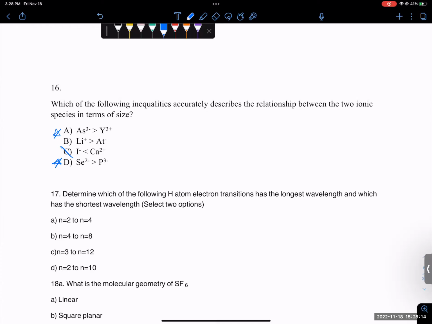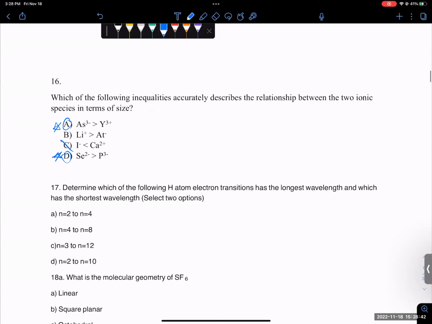And astatine would have the same configuration as radon. Clearly, helium is the smallest element, and lithium plus is even smaller than helium. So the answers for this one are A and B. Are we good on that one?